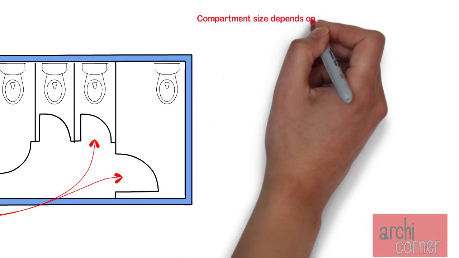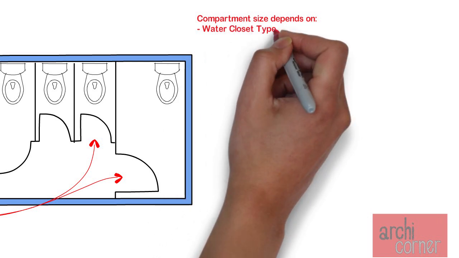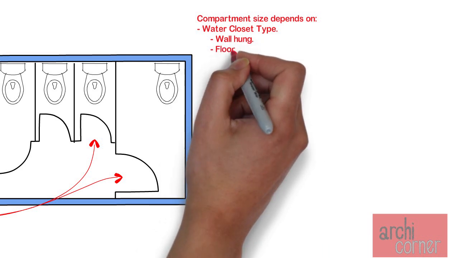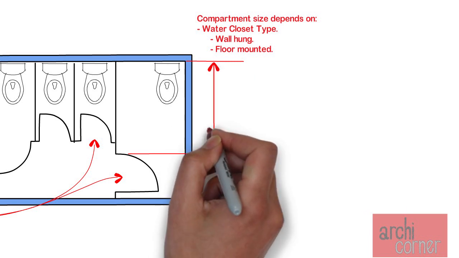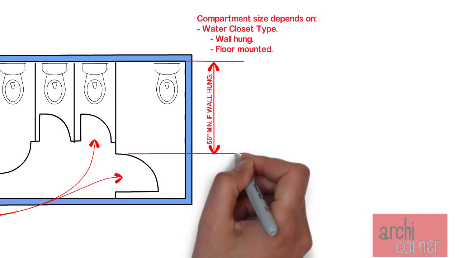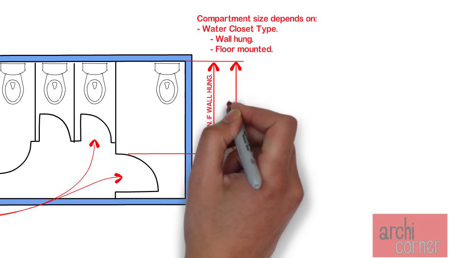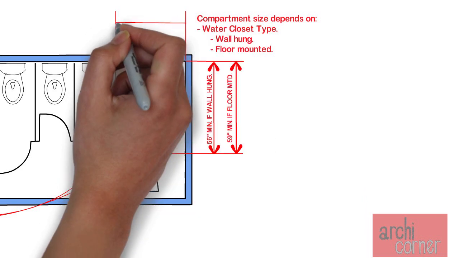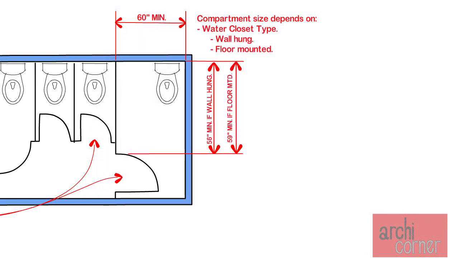The size for an accessible water closet compartment depends on the type of water closet you have. There are two types of water closets, wall hung and floor mounted. If you use a wall hung type of water closet, 56 inches depth minimum is required. If floor mounted, then 59-inch depth minimum is required. As for widths, regardless of the water closet type, 60 inches minimum is required.